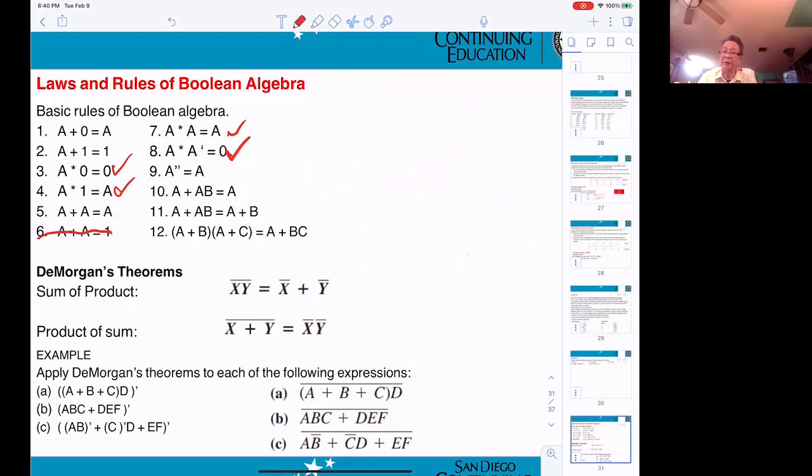Now, next one. A, not, not. They go back to A. For example, if A is 0, not 0 will be 1. Not 1 is 0. So they will go back to the original.